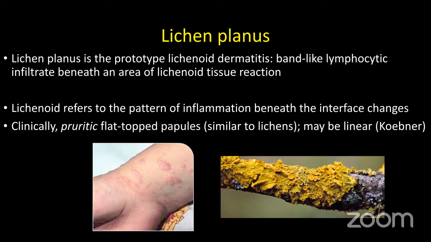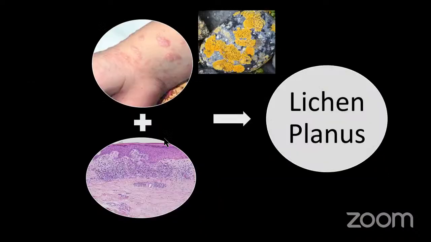Koebnerized. And so to me, the lichen part refers clinically to these flat top papules, but now lichenoid refers to the band-like histopathologic change that you can see with lichen planus. So it gets all sort of confusing, but this is how I always thought of the lichen part of this name. So you put the two together. With lichen planus, a lot of times this is all you need, and we can say it looks like lichen planus. So you just confirm it with the clinical.